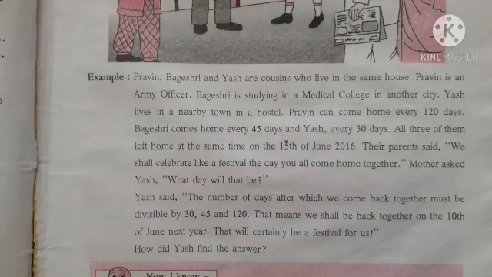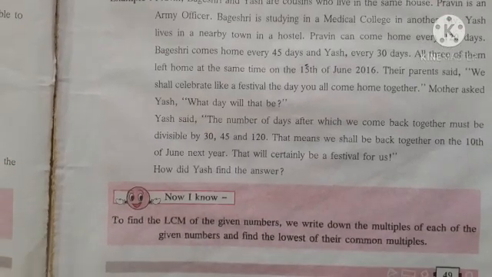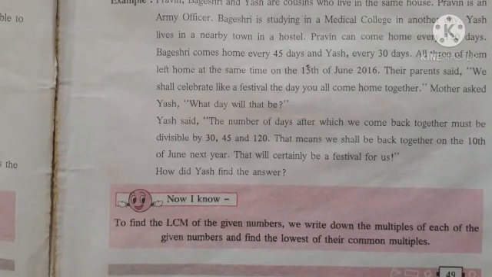Now children, here what you have to keep in mind: to find the LCM of the given numbers, we write down the multiples of each of the given numbers and find the lowest of their common multiples. Multiples, you can say in your language, tables. We will write the tables of the given numbers and find the lowest common multiple. But in HCF, what were we doing? We were finding the factors.